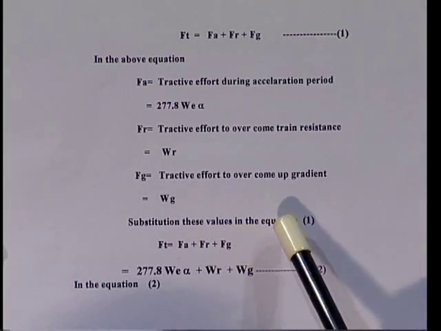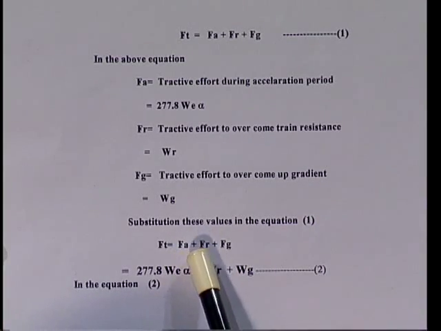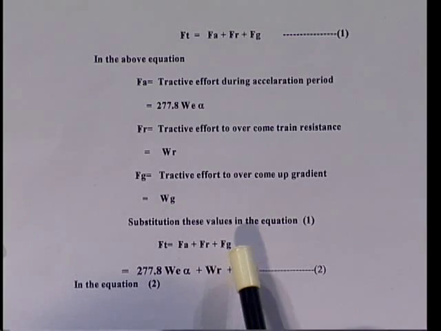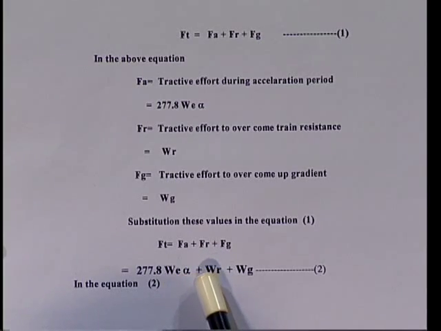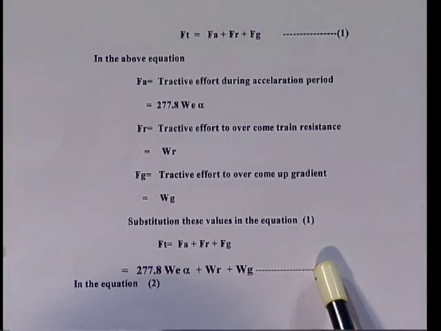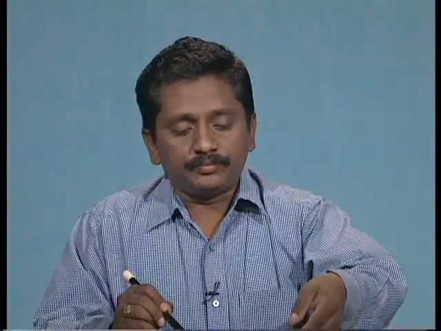Substituting these values in equation 1, we get F of T is equal to F of A plus F of R plus F of G, that is equal to 277.8 W E alpha plus W R plus W G. I am calling this the second equation. In the above equation, let us see next.